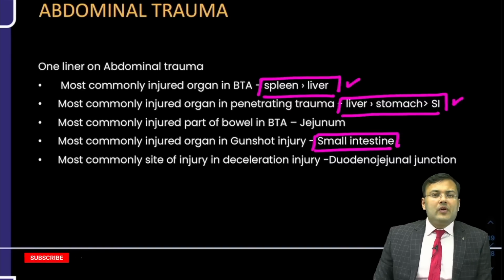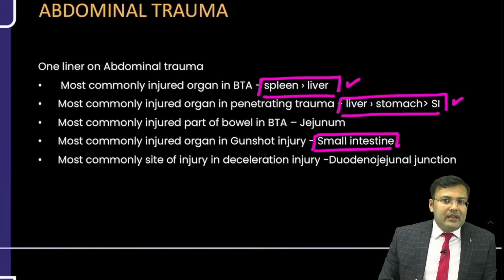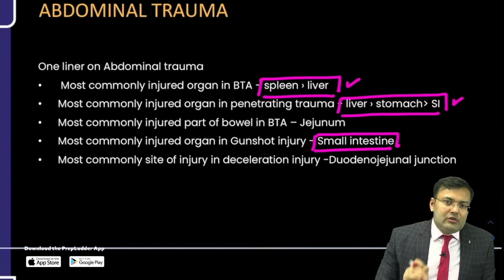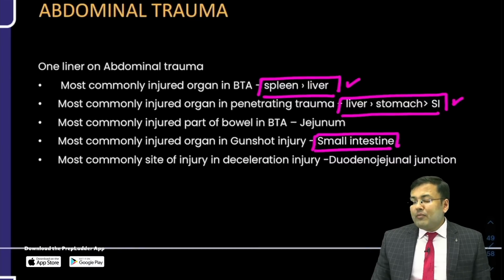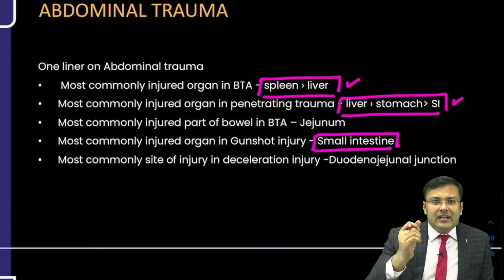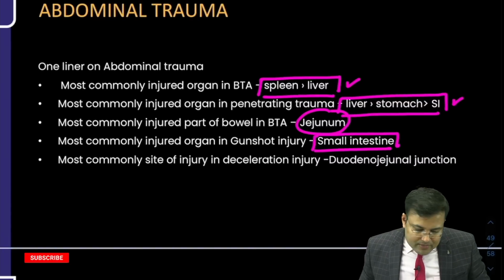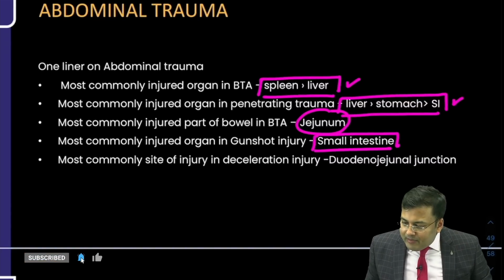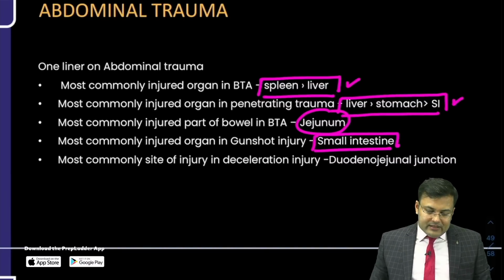Simple question. What is the most commonly injured part of bowel in blunt trauma abdomen? The part of bowel should be fixed also, and the part of bowel should be mobile also. Which part of bowel is fixed and mobile? Both. Jejunum, because jejunum is fixed at DJ, rest part is mobile. So, most commonly injured part of bowel in blunt trauma abdomen, that is jejunum. Everybody is correct, it's jejunum.